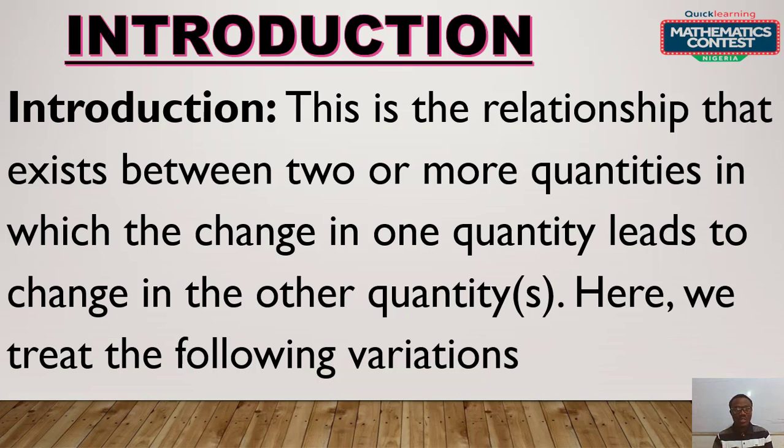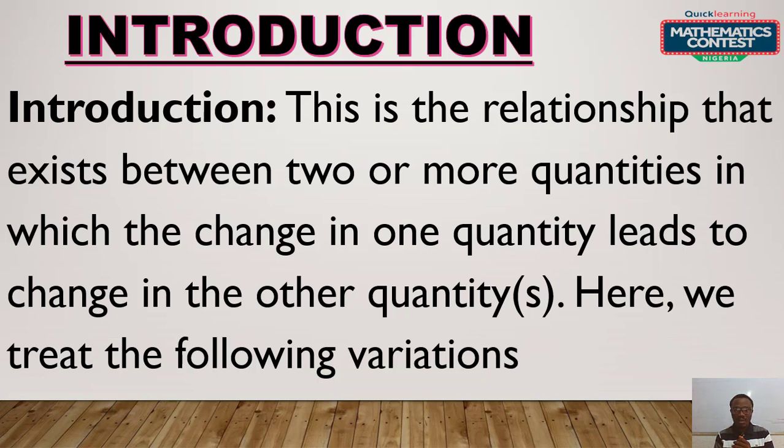What we're trying to say is this. For instance, when we have two or more quantities, let's say quantity A and quantity B, and a change in quantity A affects quantity B such that quantity B either increases or decreases. This kind of concept is what we call variation.